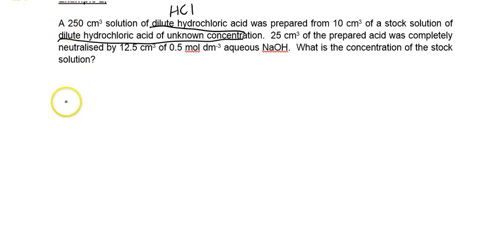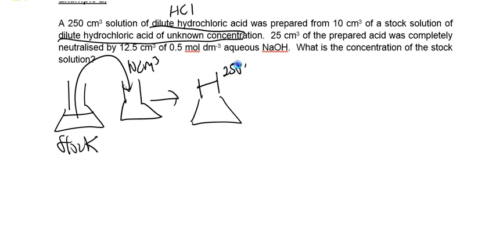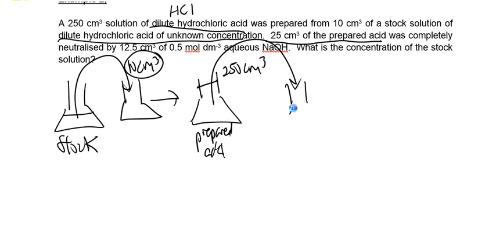Let's draw some diagrams to explain this question, because it is rather complicated. So I have a stock solution. This is my stock solution. Okay, and I remove 10 cm3 out, and I put it into a new container here. Okay, and this container here, I dilute this to 250 cm3, of which 10 cm3 came from the stock solution. Okay, so this is the prepared acid. I take out 25 cm3 and I put it into a new container. This is 25 cm3 of the prepared acid.